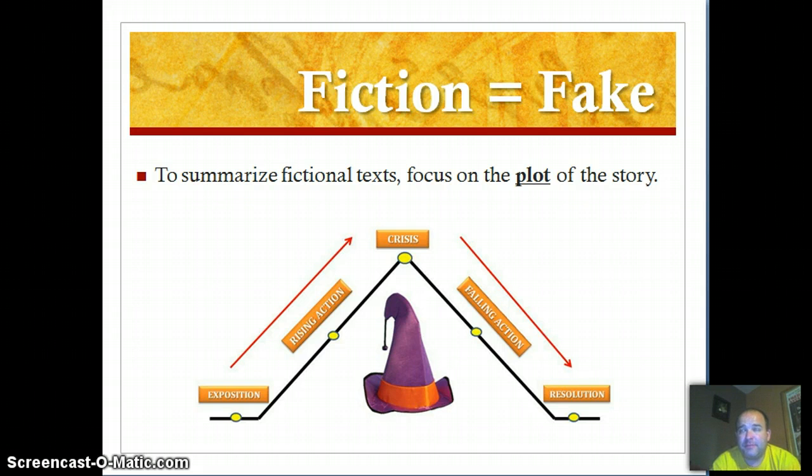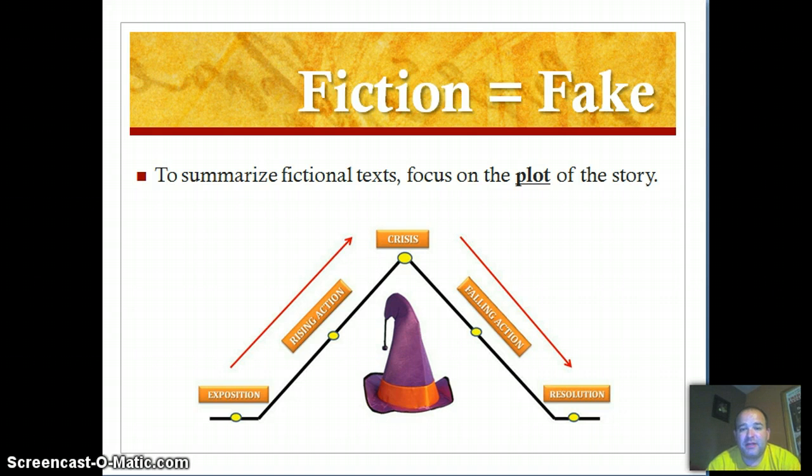And here's an example of a little plot map, which we're going to go into more detail probably in the next week or so. But a quick overview. The exposition is going to be the introduction to the story. It's going to let us know what's going on, who our main characters are, the protagonist. Usually we find out the antagonist early on too. Then we're going to have some kind of inciting incident. So something's going to happen and start this rising, building action.